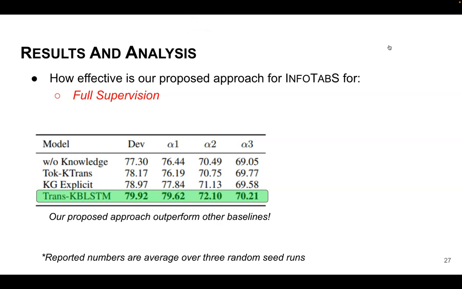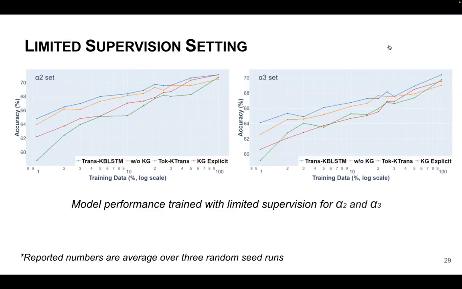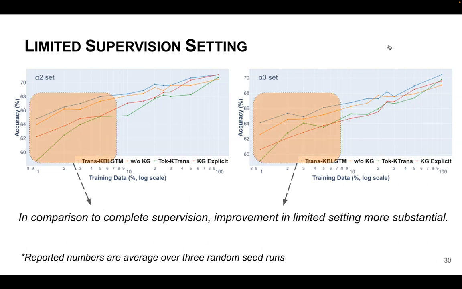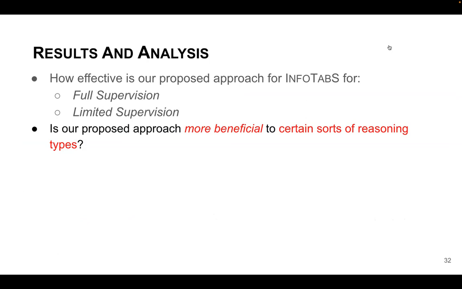So you can see there's an improvement of roughly 1 to 2% in comparison to KG explicit. We found that this improvement becomes much more significant when we have low resource settings like 1%, 2%. This is a log scale. You can see our model is always on top, and the gap between the baselines is much more significant in the lower training regime. The improvement is much more substantial. Our model always outperforms the other baseline models.